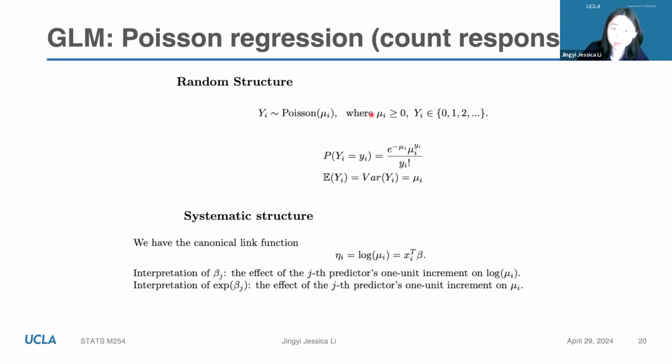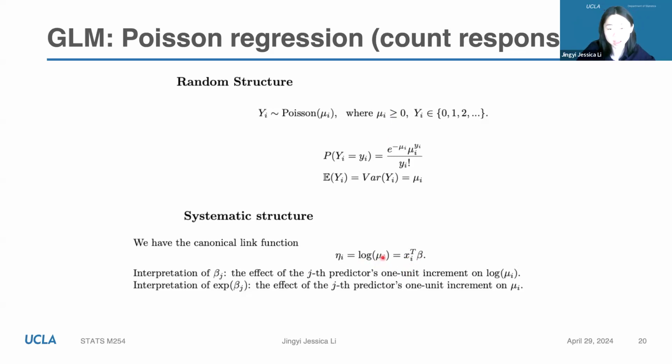For Poisson, mu i is non-negative. So if you just have mu i equals x_i transpose beta, as in the Gaussian linear model case, you will still have a mismatch of ranges. Mu i is non-negative, but x_i transpose beta can be negative. They don't match each other. Therefore, we use the log to convert mu i to the whole real line.